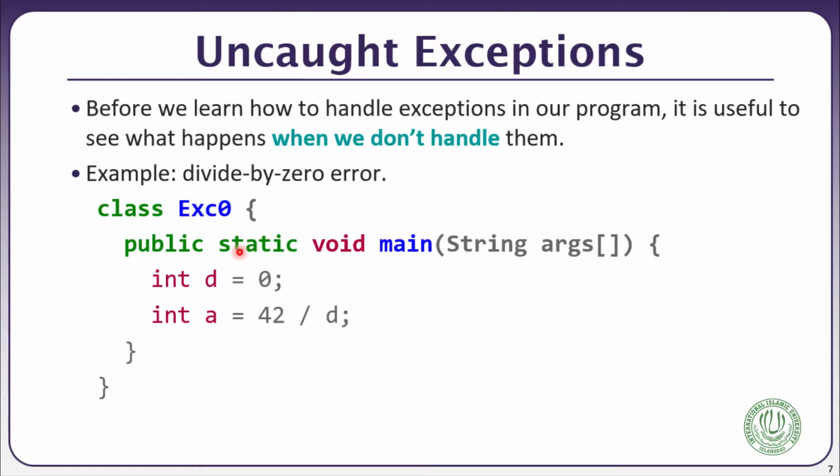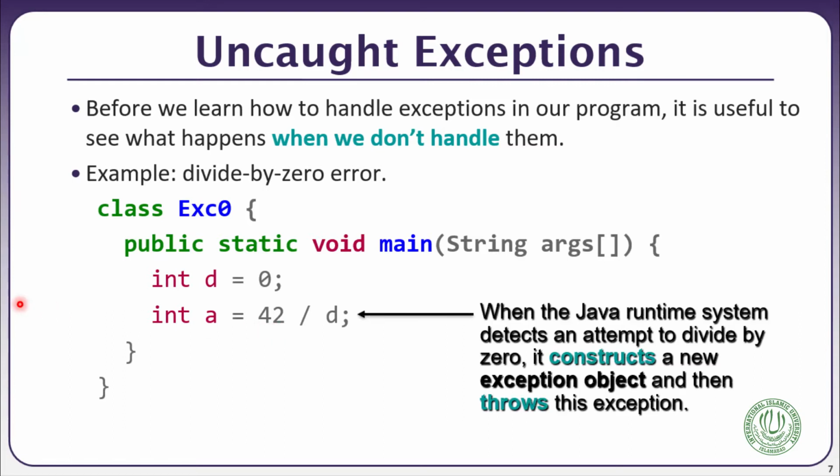For example, in this given code scenario, we are declaring a variable t and assigning a value 0, and I'm trying to divide this number 42 by 0. In this case, this program should not be successfully executed, rather it should crash as a result of division by 0. And this is exactly what happens. When the Java runtime system detects an attempt to divide by 0, it constructs a new exception object and then throws this exception.